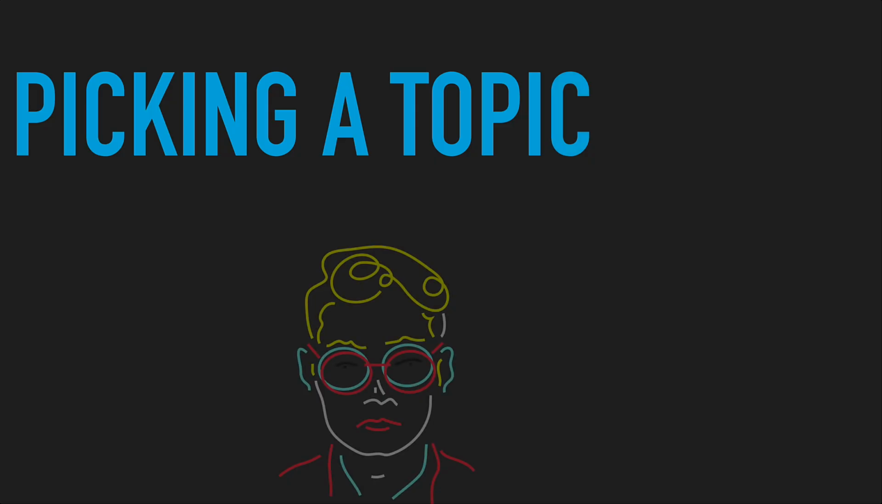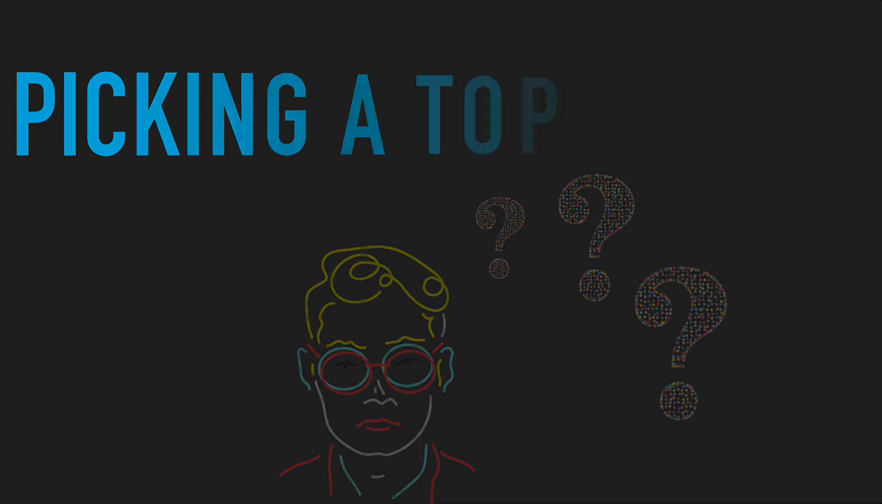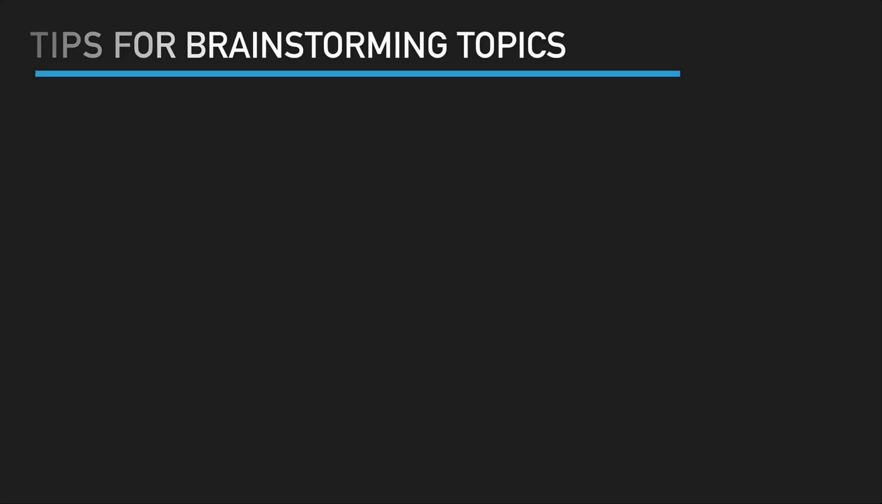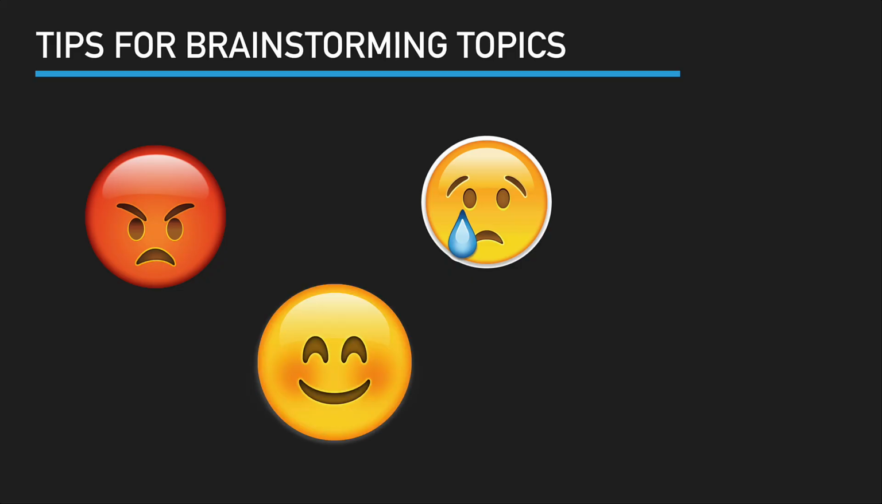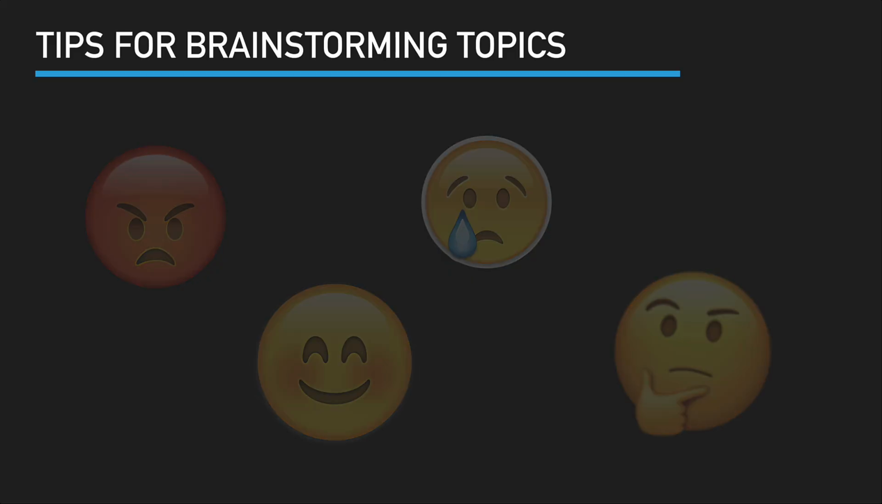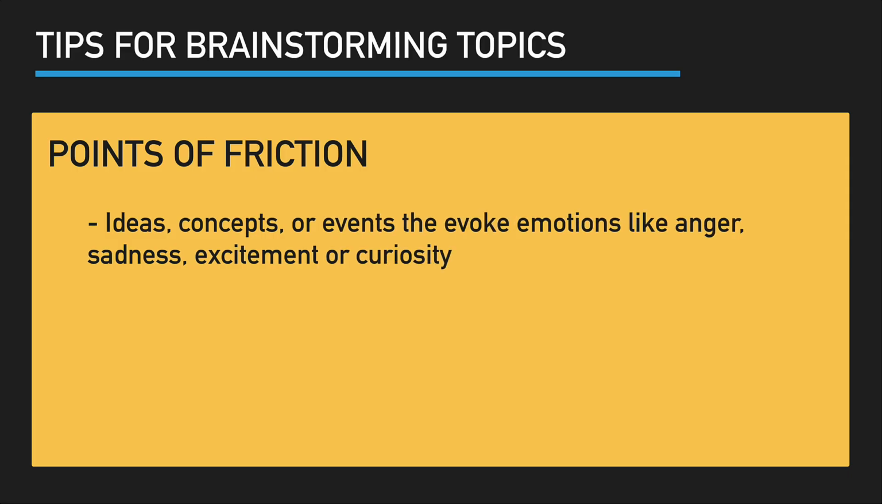Sometimes picking a topic is the hardest part of writing a research paper. Here are some ideas to help you during your brainstorming process. Create a list of things that make you angry, sad, excited, or curious. Let's call these points of friction. They might be something you can examine and turn into a research topic.